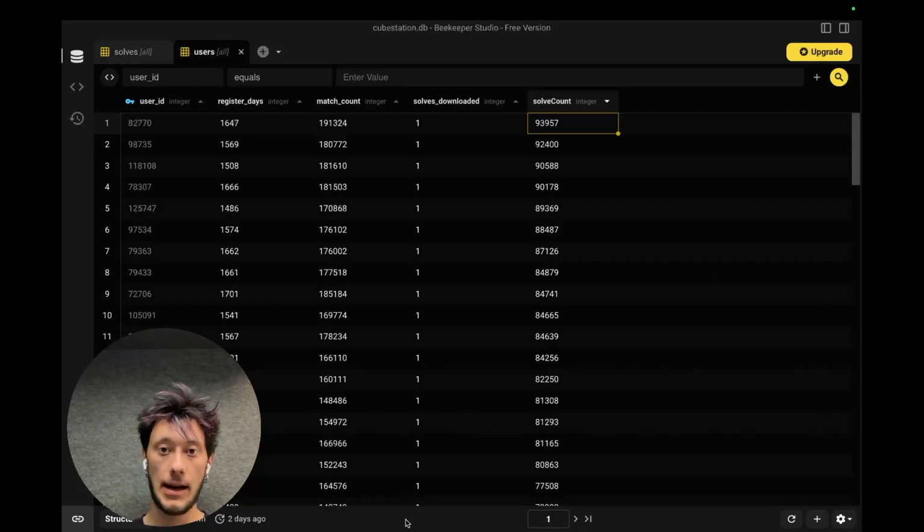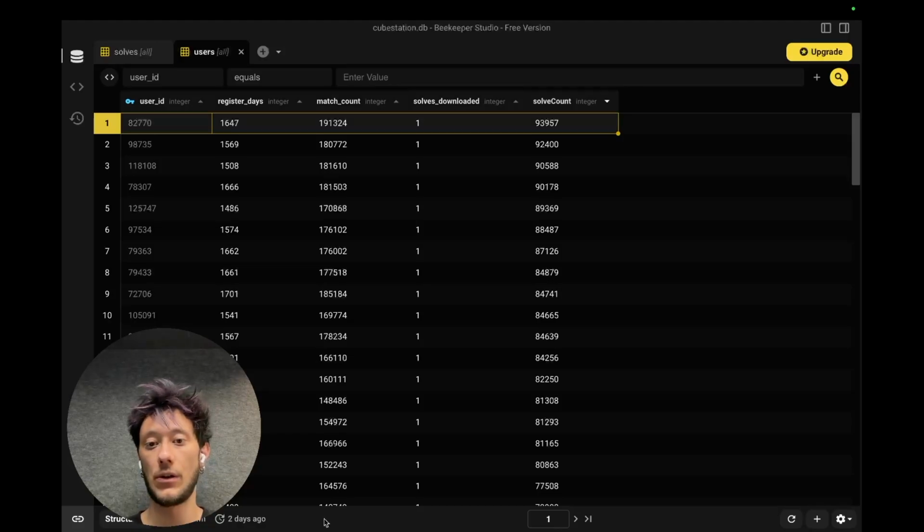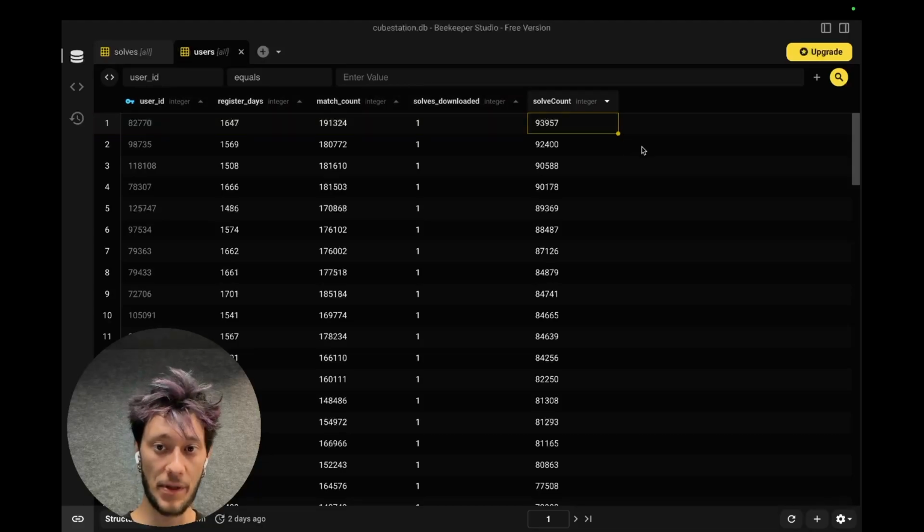And we have a second table with over 40,000 users that mainly contains how many solves a user has in our data set. And one user has nearly 100,000 solves, which we have to account for by only considering him once when counting how often an algorithm is used.